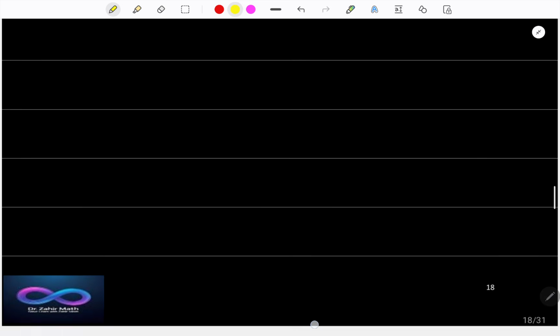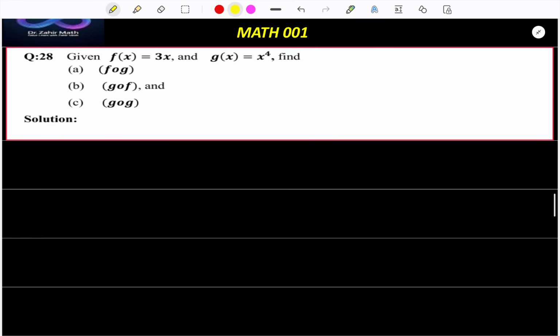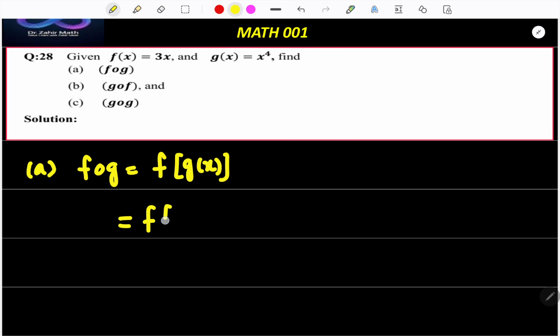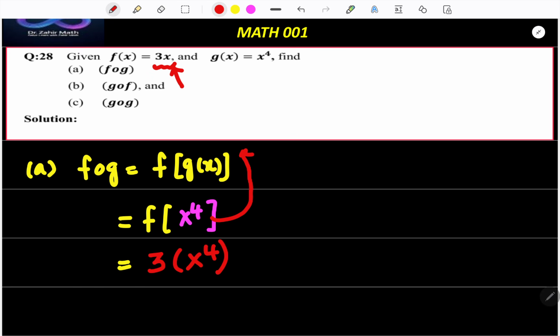Let me do a few more questions in the composition of functions because it's so important. You need to practice more problems. So, let's go to the first question. f composite g, which is equal to f and then bracket open g of x. So this equals f and you put g of x. What's your g of x? x power 4. You are going to put it in f. Your f is 3x. So in the place of x, you are going to put x power 4, which is 3x power 4. Clear? Right.